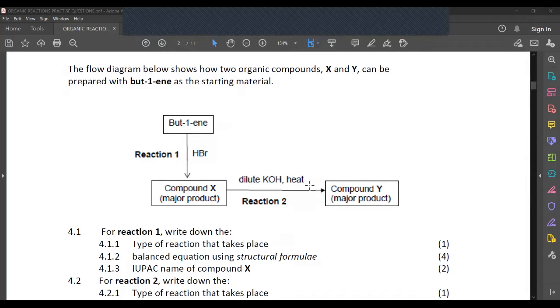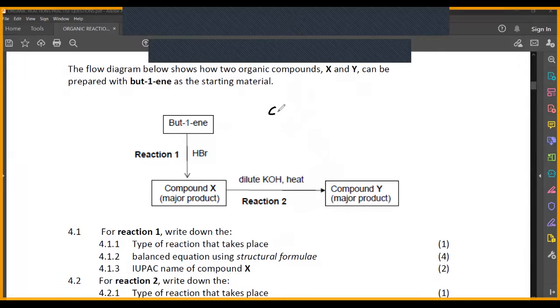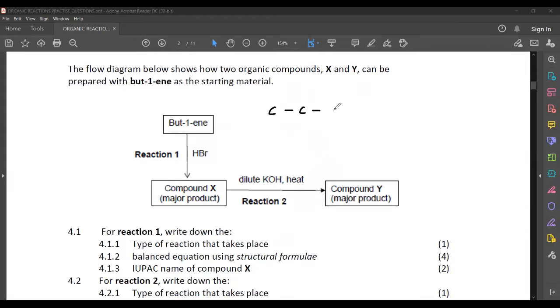The balanced equation for reaction 1 using structural formula, 4 marks. All right, here we go. Let's break it down together. Here's the structure. So you've got 1, 2, 3, 4. That's definitely but-1-ene. Let me just put the double bond on this carbon here, because it's but-1-ene, and that's okay. So I can put that, and then that, and then that. Remember, around every carbon atom, there must be 4 bonds.